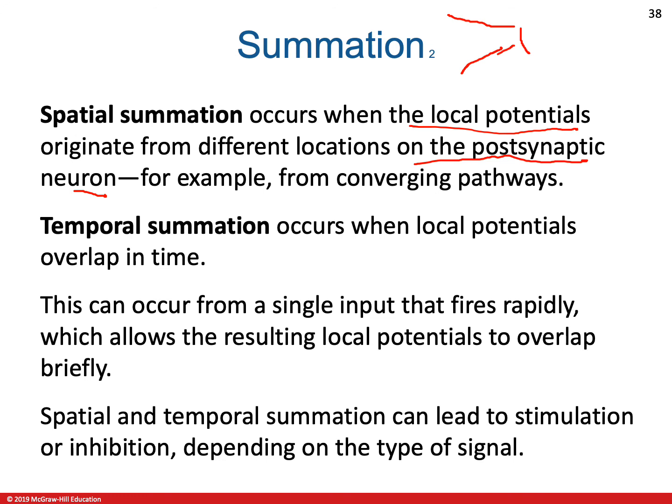So temporal summation occurs when local potentials overlap in time. Okay, so this can occur from a single input that fires rapidly and allows the resulting local potentials to overlap briefly. Your spatial and temporal summation can lead to either stimulation or inhibition, or stop, which depends on the type of the signal.